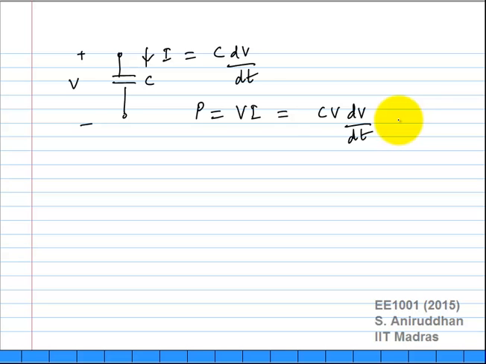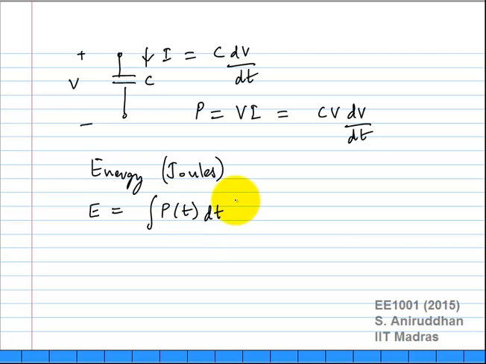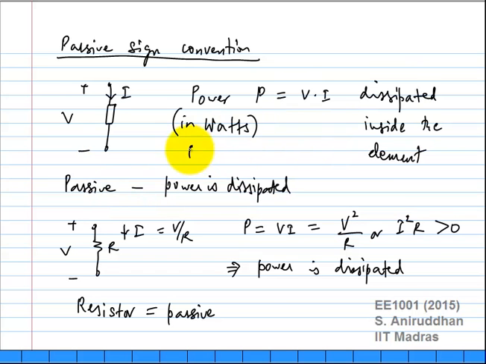Now let us look at a different quantity. So far we've been looking at power. Let us look at the energy. What is the energy defined as? We'll define it as the integral of the power. Now we have to go back. P of t is V of t times I of t. Power is an instantaneous quantity, so it's V of t times I of t at any instant. That is P of t.